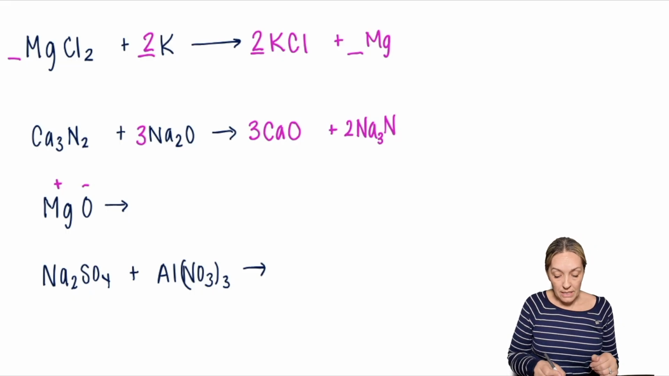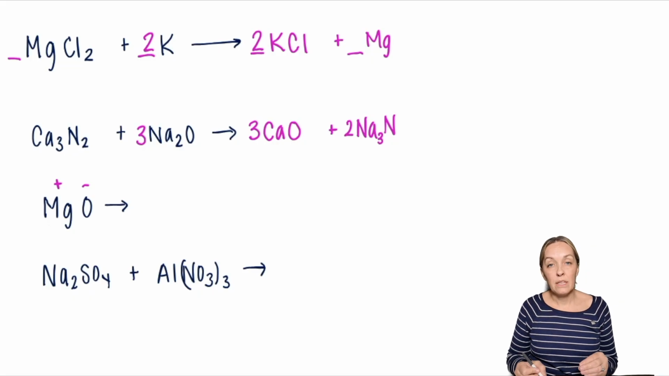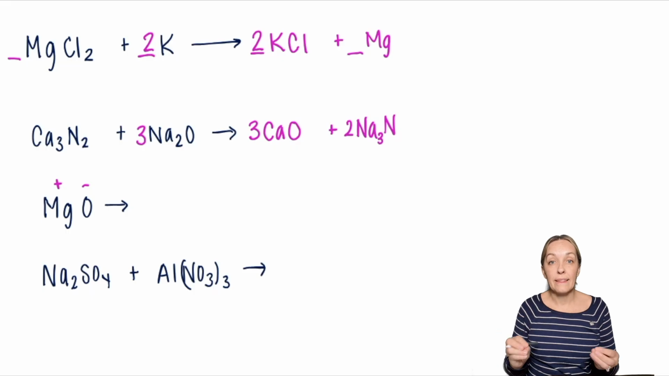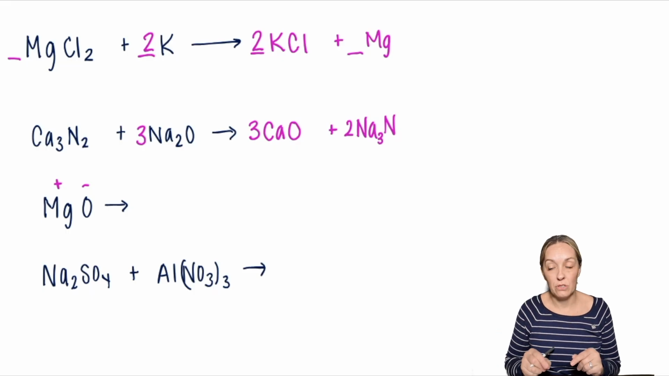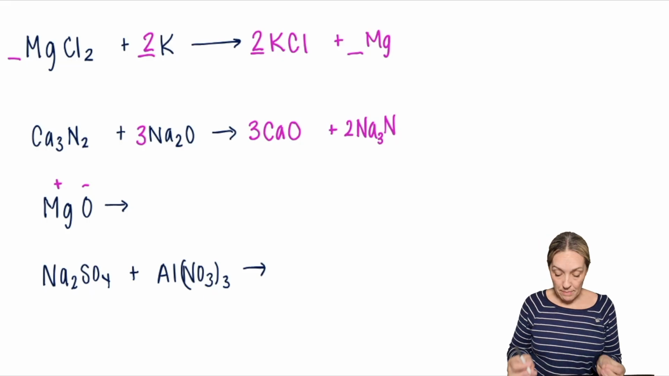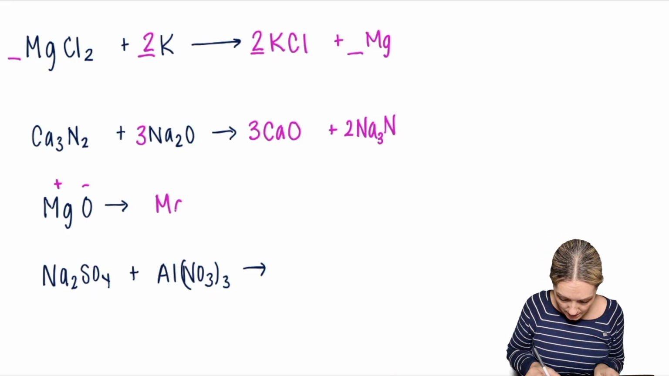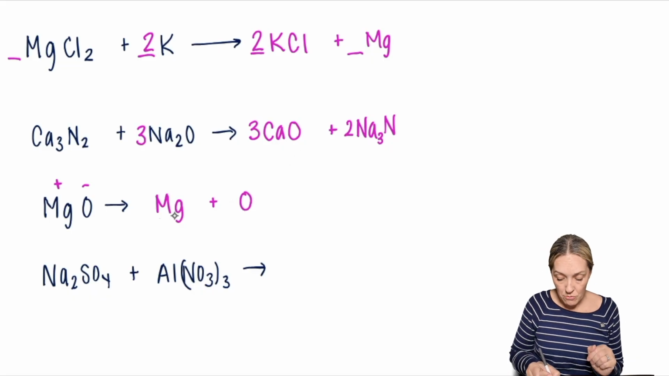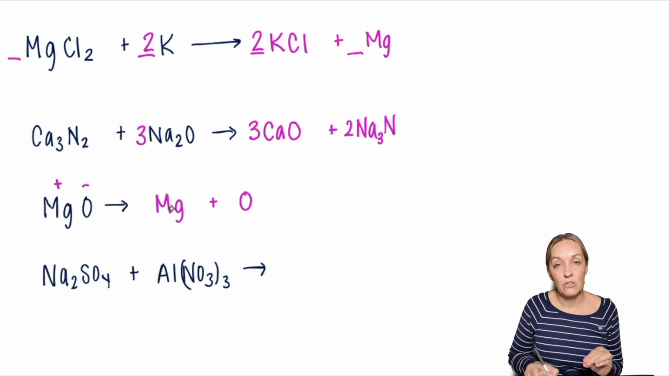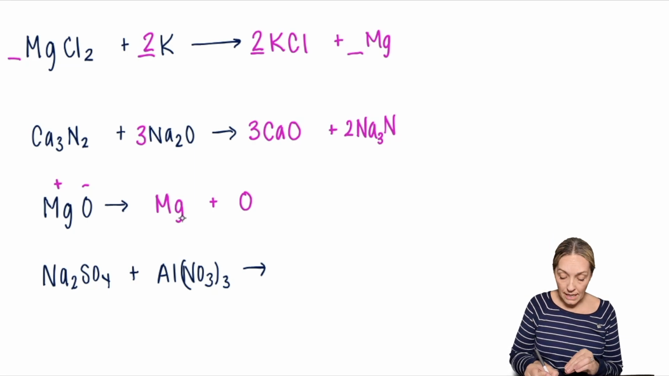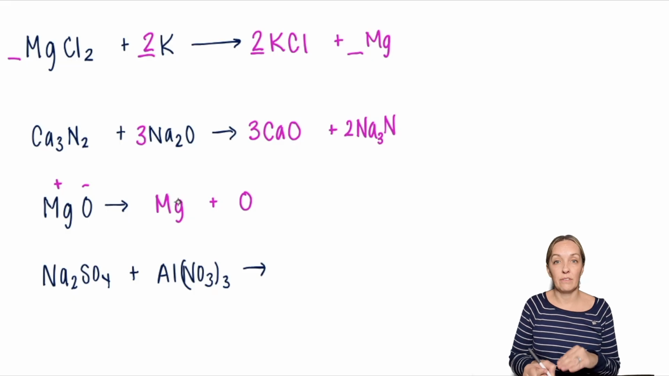I don't really have anybody else to pair my Mg and my O with, so what's going to happen here is that the Mg and the O are going to have to separate. That's the only way that I can make something new, and every chemical reaction results in the creation of a new substance. So I'm going to separate my Mg and my O into Mg plus O. Since Mg is an element, I don't have to worry about its charges, but I do have to check to see if it's diatomic. It is not on my diatomic list, so it's perfectly okay to leave this as Mg.